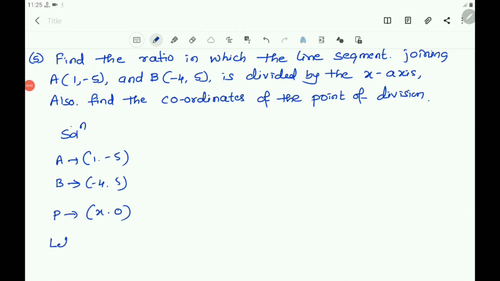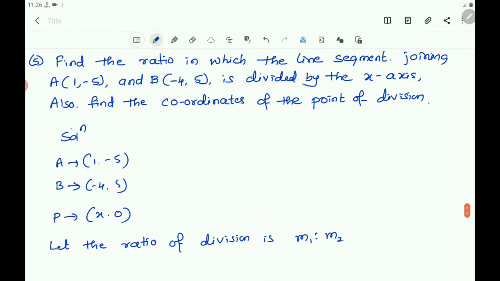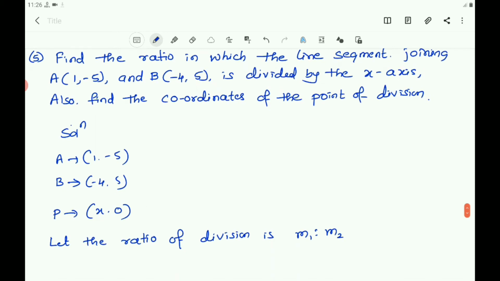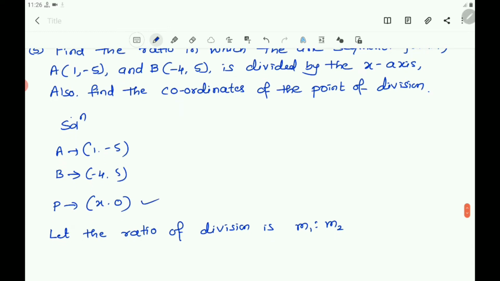Let the ratio of division be m1 is to m2. And here the line AB is divided by the x-axis, so the y coordinate must be 0. Therefore, the coordinates of the point of division are in the form (x0, 0).